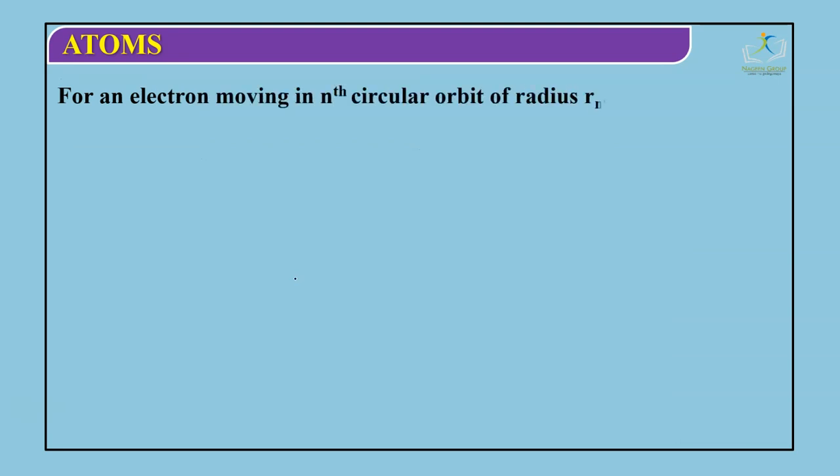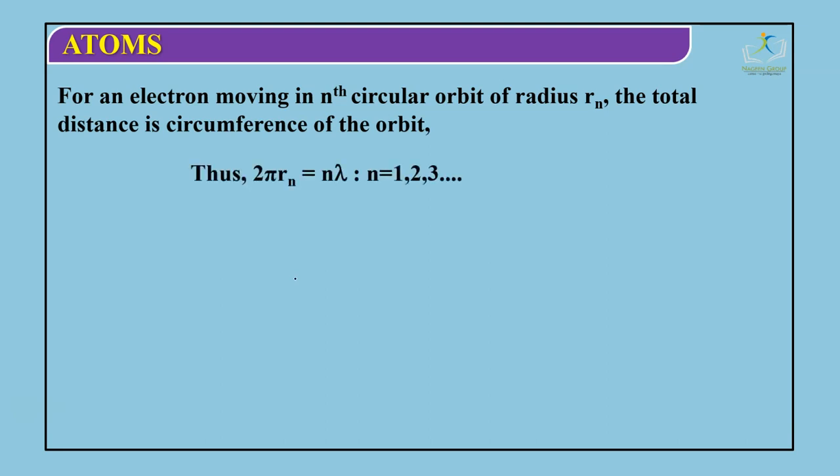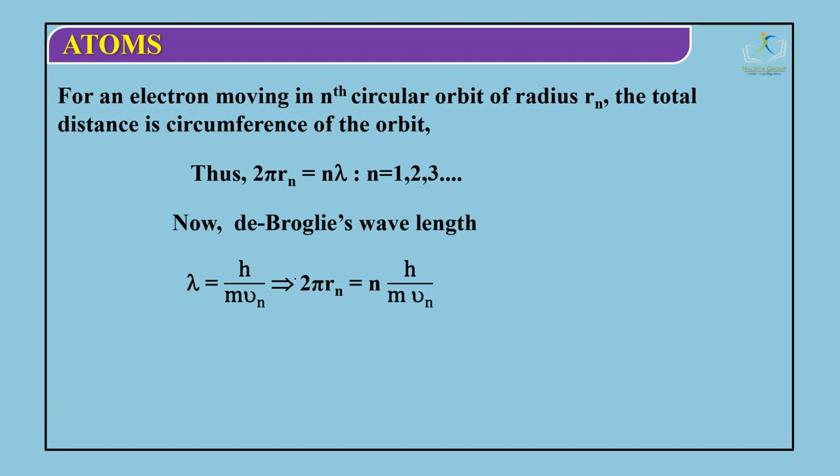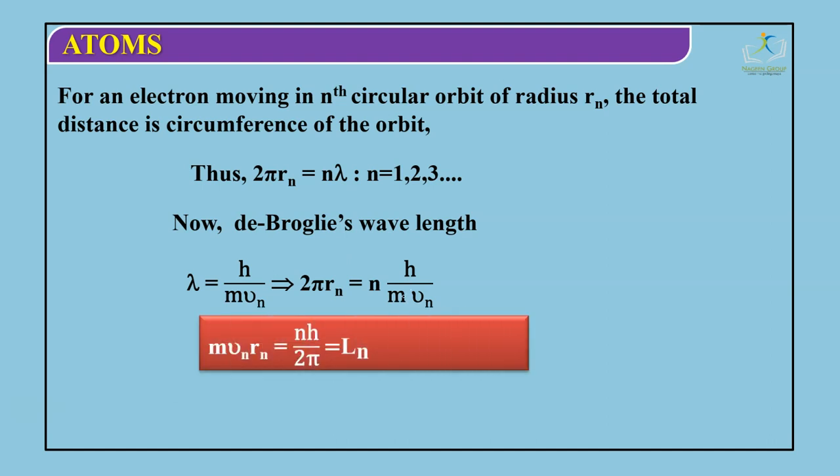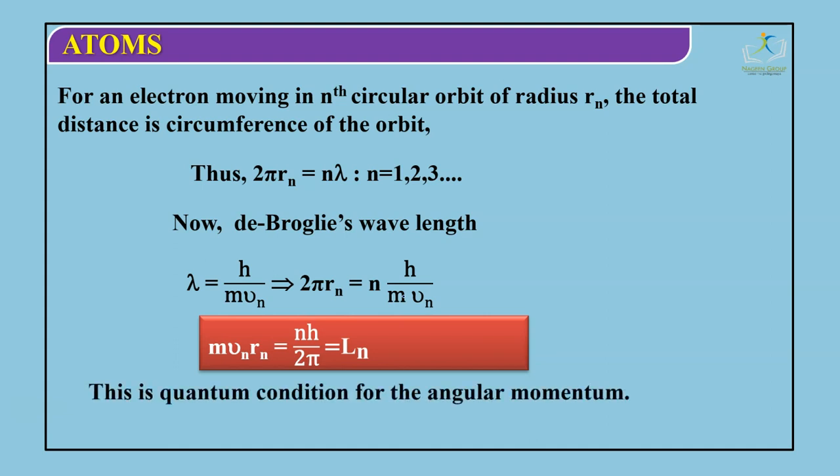For an electron moving in a circular orbit of radius r, the total circumference of the orbit is 2 pi r is equal to n lambda, where n is 1, 2, 3. Now the de Broglie wavelength is lambda is equal to h by mv. So 2 pi r is equal to nh by mv, and from here mvr is equal to nh by 2 pi. In circular motion, angular momentum must be conserved, so this equation follows that condition. It is the quantum condition for angular momentum.